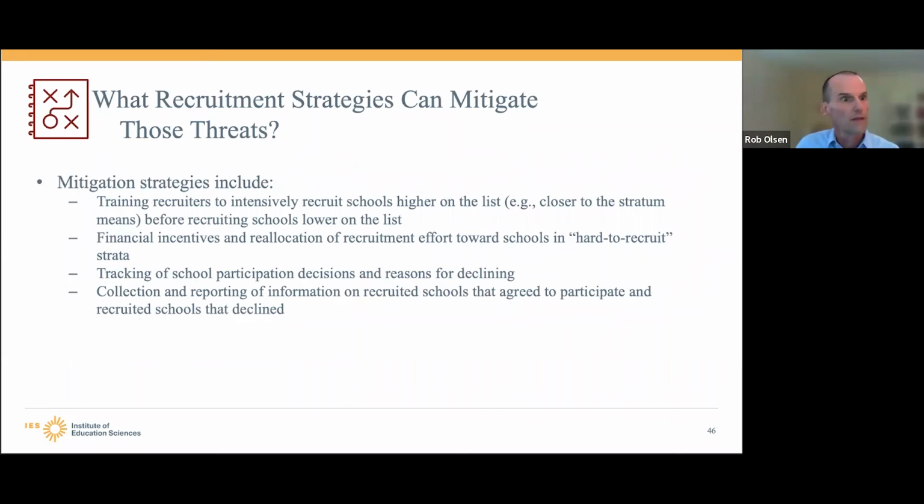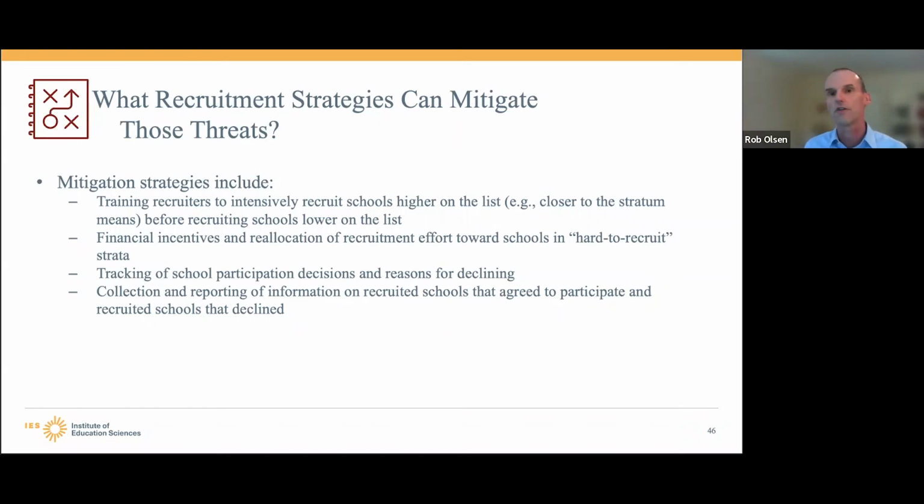So the guide covers several strategies for mitigating these challenges, including training recruiters to intensively recruit schools higher on the list before recruiting schools lower on the list. As Beth noted, both of the methods for selecting sites that are highlighted in the guide both involve rank ordering schools within strata. So it's important that recruiters know that they need to start at the top of the list before they start working their way down.